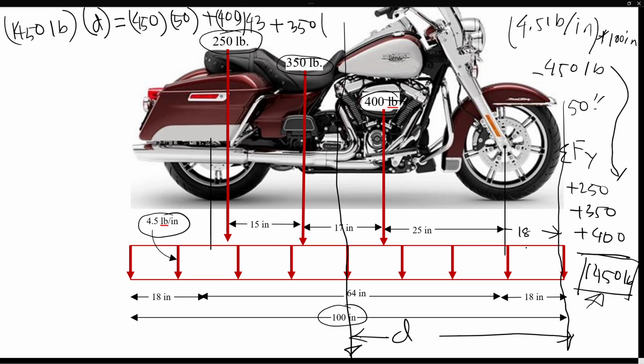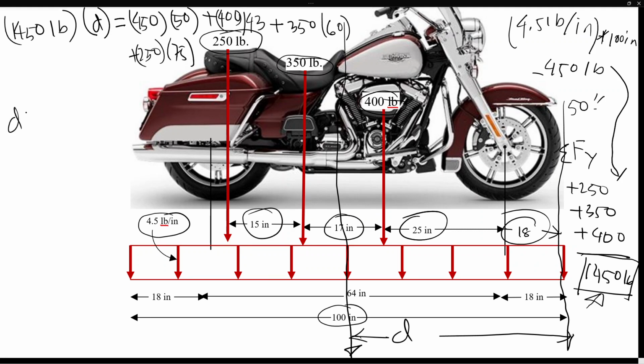Plus the rider weight 350. That will be, you have to add that 18, 25, and 17. I found that 60 inches from the front wheel, and then we have this passenger weight, and you have to add another 15 inches with that, so the passenger weight is 250 times the 75 inches from the front of the motorcycle.